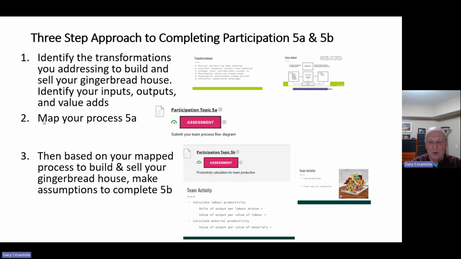Then you're going to map this process step by step, and based on your process map to build and sell your gingerbread house, you're going to make assumptions to complete 5B. And 5B is all about calculating labor productivity. There are 2 types of approaches here that we're going to ask you to calculate: units of output per labor minute, value of output per value of labor, and then we're going to ask you to calculate material productivity, value of output per value of materials.